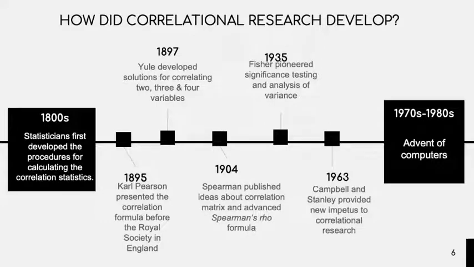Later, in 1963, Campbell and Stanley provided new impetus to correlational research with their classical treatise on experimental and quasi-experimental designs. During the 1970s and 80s, the advancement of computers emerged. It improved the knowledge about measurement scales and the need to study complex associations among many variables. Instead of physical control through techniques such as randomization and matching, correlational researchers sought control through statistical procedures.